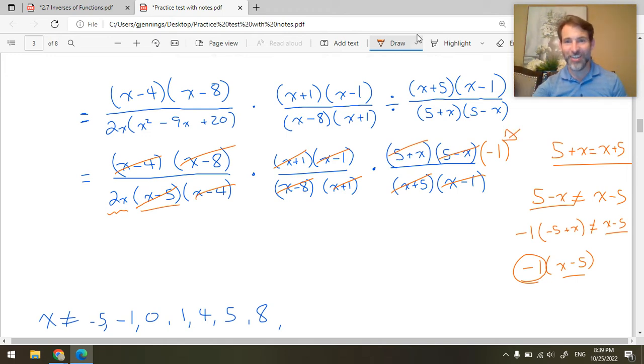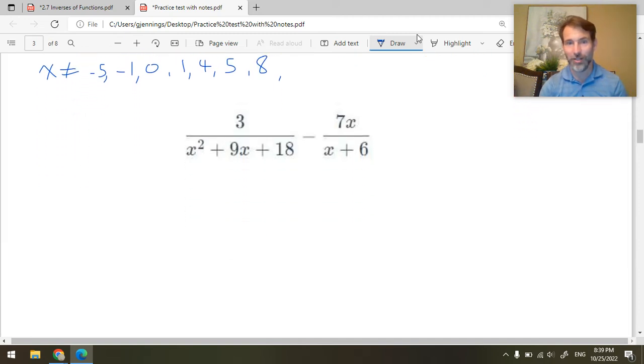I was looking at some of your work today and there was not a negative 1 on top. So if you're that person, be careful. So this is equal to negative 1 over 2x. All that mess of stuff is just equal to negative 1 over 2x, and that's it. And so that's done. Final answer. I'm quite confident that's correct.